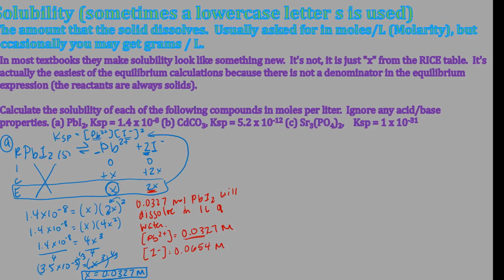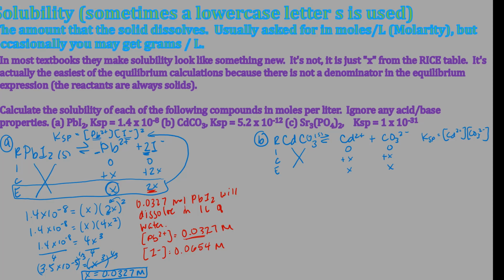All right, so now I'm going to do the next one, B. So I have cadmium carbonate, and it dissociates into cadmium ions and carbonate ions. Remember, that's a solid. And so my Ksp for that will be cadmium times carbonate. And initially I'll have 0 of this. This doesn't matter. And so the change will be plus X and plus X. So at equilibrium I have X and X.